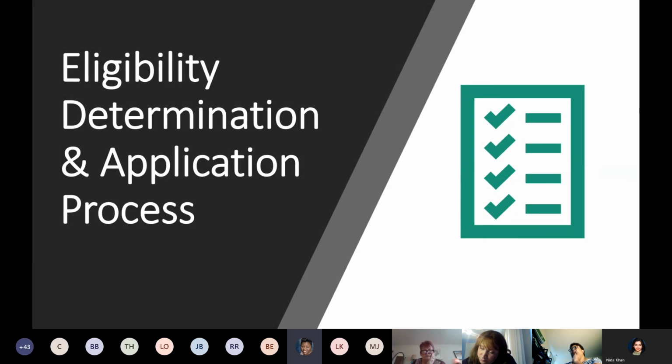So with that being said, we're going to jump right into eligibility determination and the application process here in Oakland County.